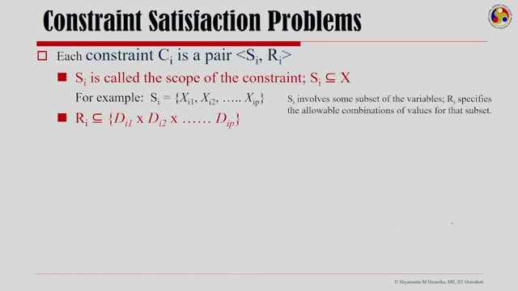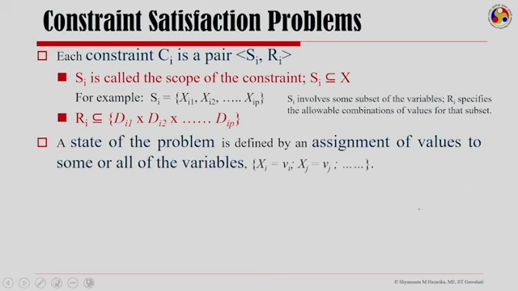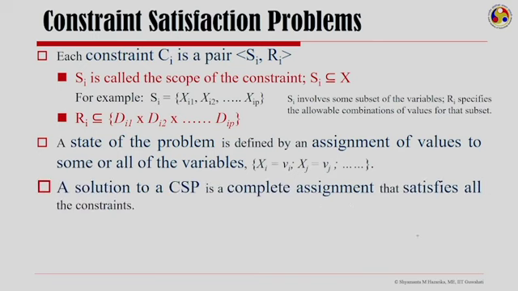Each constraint is a pair. S1 is called the scope of the constraint and involves some subset of the variables. Ri specifies allowable combination of values for that subset. A state of the problem is defined by an assignment of values to some or all of the variables. A solution to a CSP is a complete assignment that satisfies all the constraints.